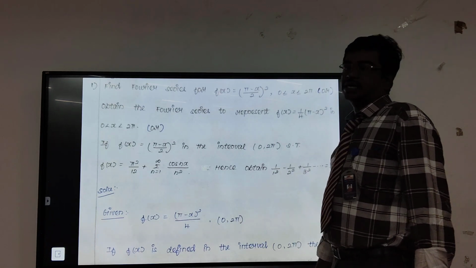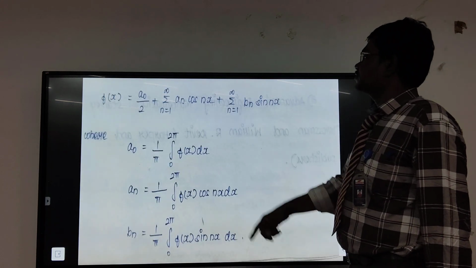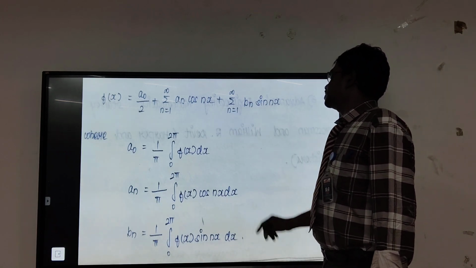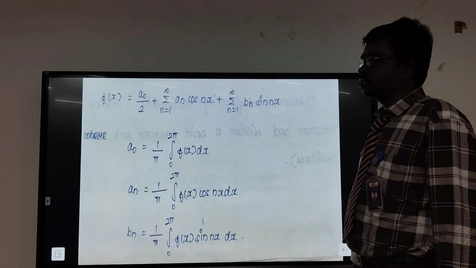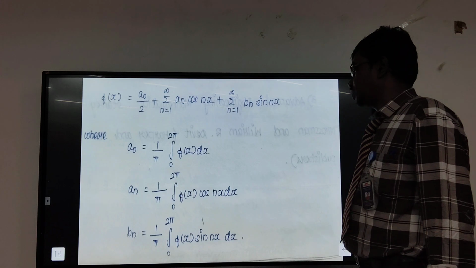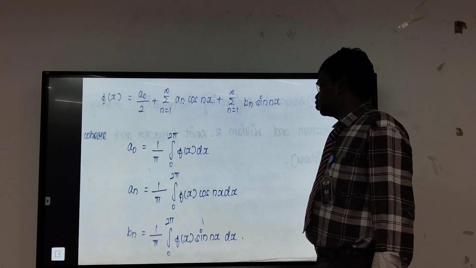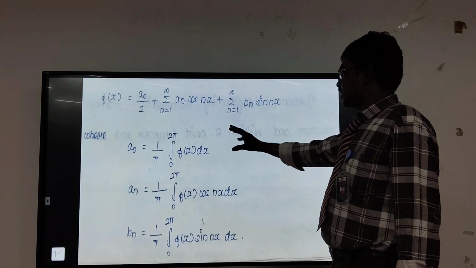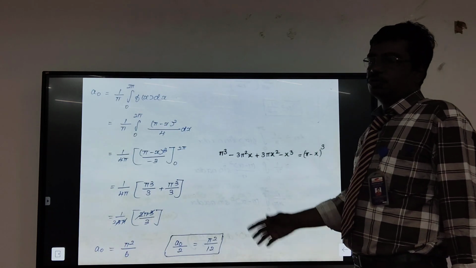Right now, first I will write the formula. If f of x is defined in the interval 0 to 2 pi, then f of x is a0 by 2 plus summation n equal to 1 to infinity an cos nx plus summation n equal to 1 to infinity bn sin nx, where a0 equals 1 by pi integral 0 to 2 pi f of x dx, an is 1 by pi integral 0 to 2 pi f of x cos nx dx, and bn equals 1 by pi integral 0 to 2 pi f of x sin nx dx. We will first find the values of a0, an and bn. Substituting here, we get the series that is called a Fourier series.